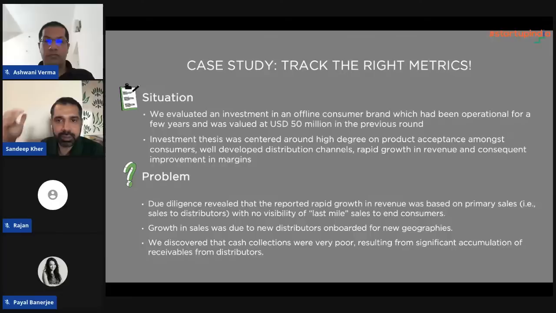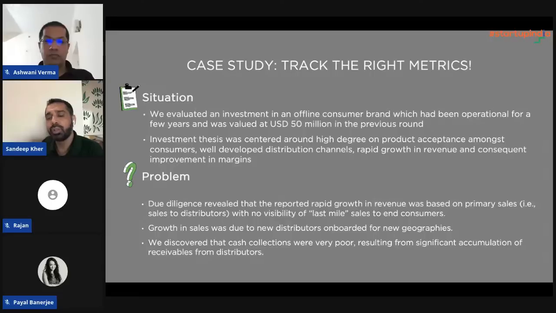In another instance, this was an offline consumer brand that has been operational for a few years, was being valued at about $50 million. And the investment was predicated on the fact that in terms of how product expansion is happening, how the growth has been, how the distribution channel is expanding, and so on and so forth.